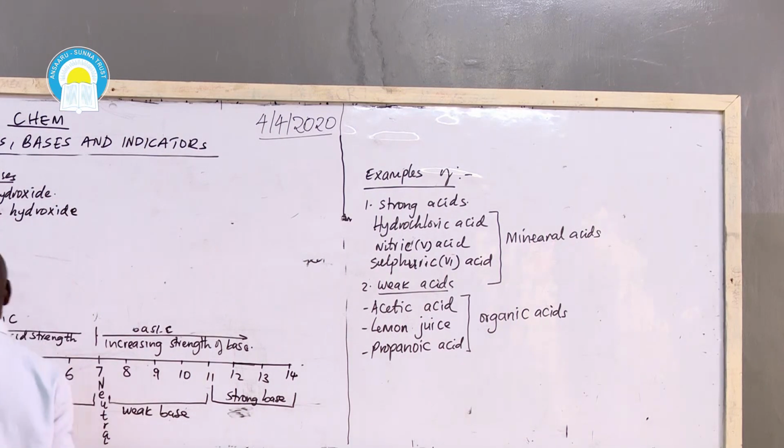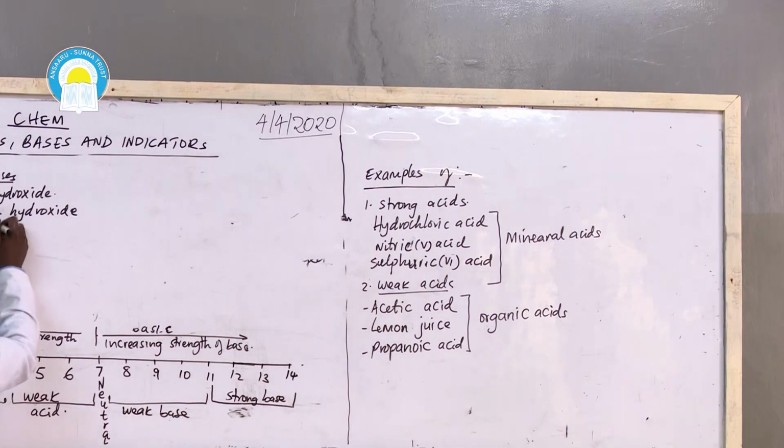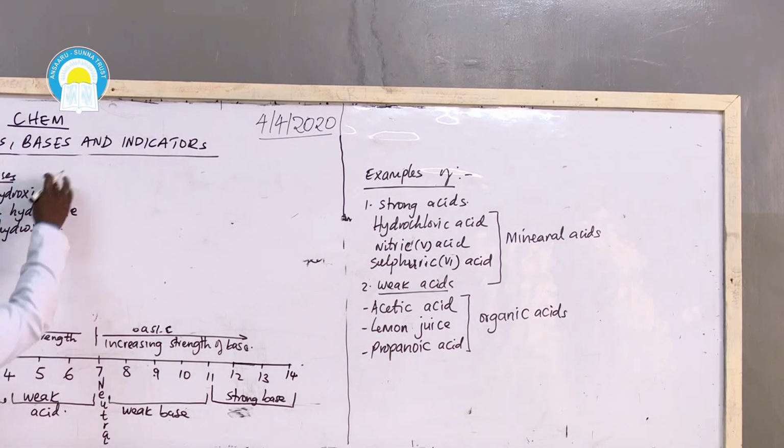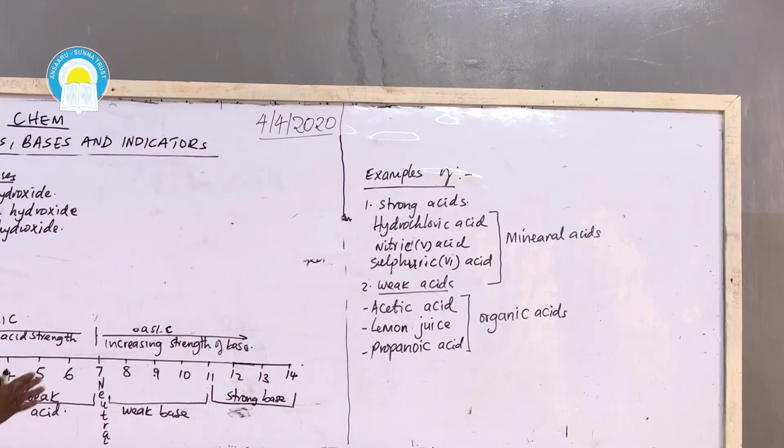Potassium hydroxide. We can also have lithium hydroxide. Those are examples of solutions of strong bases. All these should be solutions, because you cannot get the pH of, let's say, sodium hydroxide pellets. The solid, you will not be able to get the pH because it will not mix with the universal indicator.